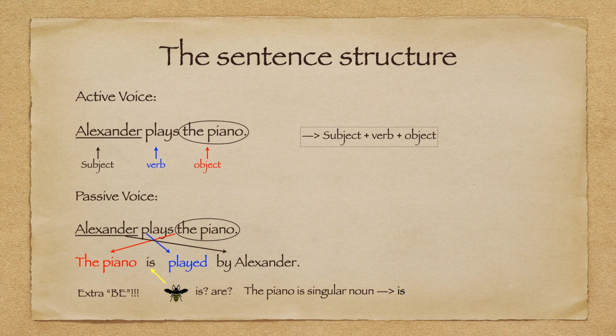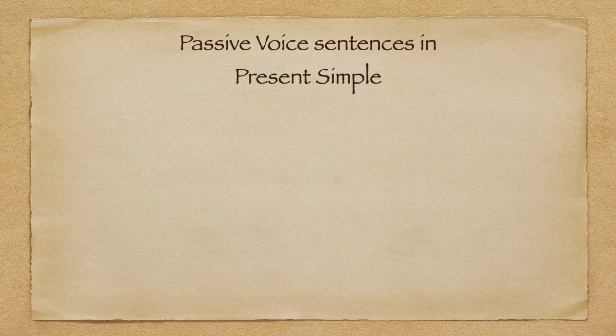The piano is played by Alexander. So we have our object plus be plus verb in the third form or verb plus ed. That's the past participle. Remember? Now comes our final question.